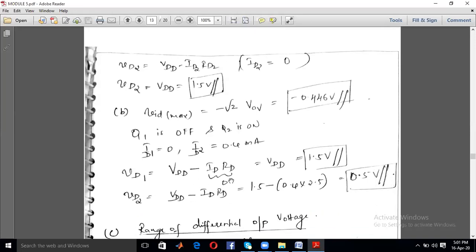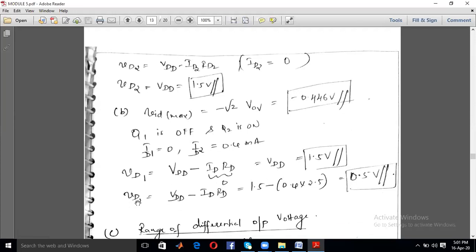So based upon these two currents, we will be calculating VD1 and VD2. VD1, you know the equation: VDD minus ID RD. Since Q1 is off, there is no current through Q1. No current through Q1 means the drop across RD is 0. So this term becomes 0. So the only term left is VDD, which is equal to 1.5 volt.